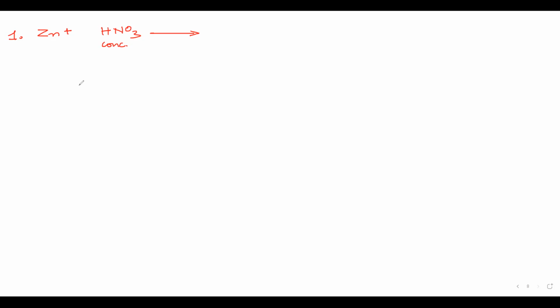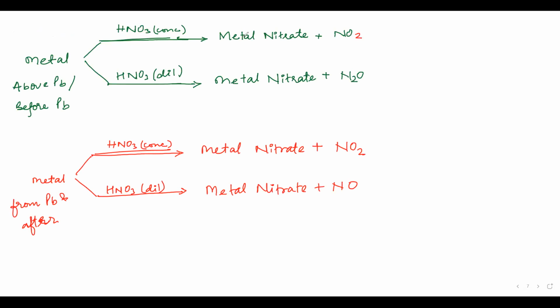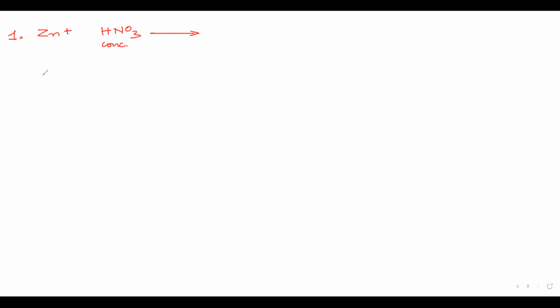Zinc is metal. It is reacting with HNO3, so we have seen that it will form metal nitrate. So you can easily say if zinc is reacting, it will give zinc nitrate. If you don't know the formula, it's okay. Zinc nitrate, Zn(NO3)2, plus, if it is concentrated, you will get NO2 plus H2O. Don't worry about H2O now, we will balance it.